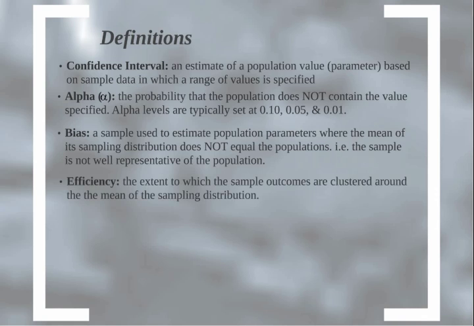Efficiency is the extent to which the sample outcomes are clustered around the mean of the sampling distribution. So basically how tight our parameter estimates are, or how tight our confidence intervals are. So how large that gap is.